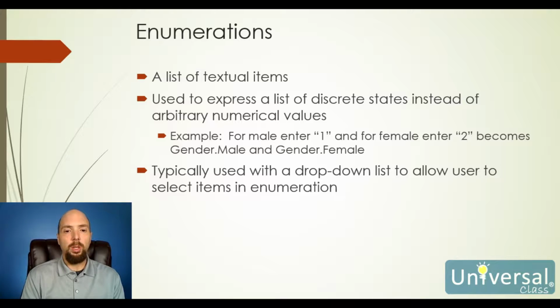Typically, we're going to use an enumeration with a drop-down list, and the reason for this is we're going to give the user a list of things that they can select from, and then when they select one of those items, we will actually have output depending on what they selected.